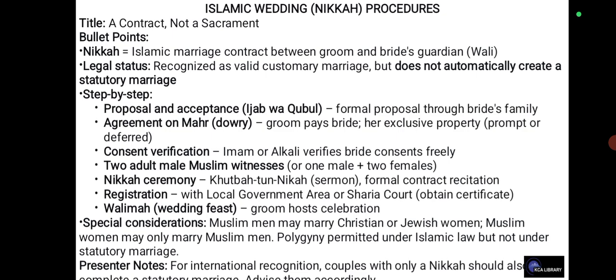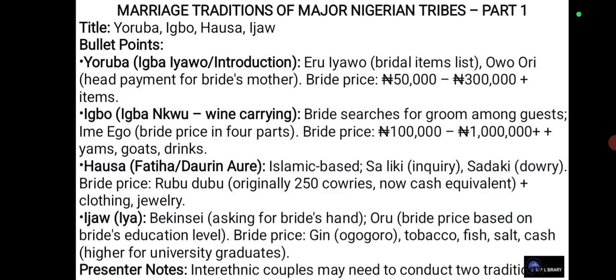All right. So let's talk about the marriage traditions of major Nigerian tribes. For the Yoruba, there's what we call Eru Iyawo, the bridal items list, or Owo Ori, the head payment for the bride's mother. The bride price may be between 50,000 to 300,000 plus other items. But for the Igbo, which emphasizes wine carrying, the bride searches for the groom among the guests. Imego, bride price is paid in four parts.